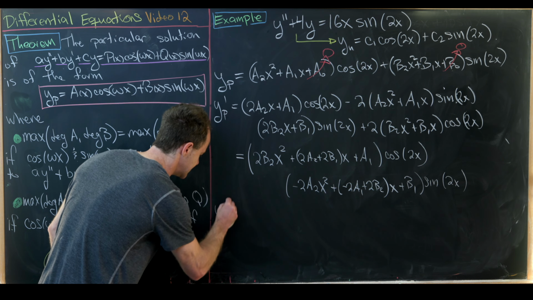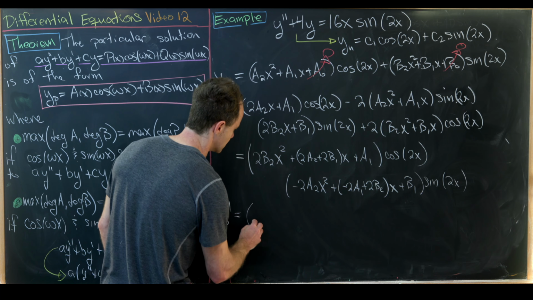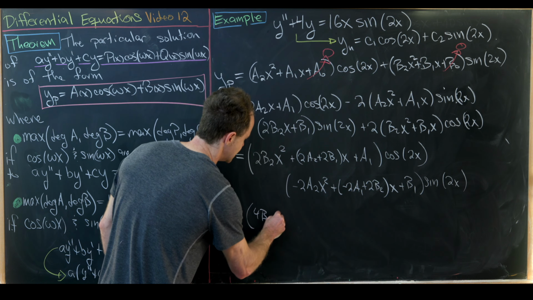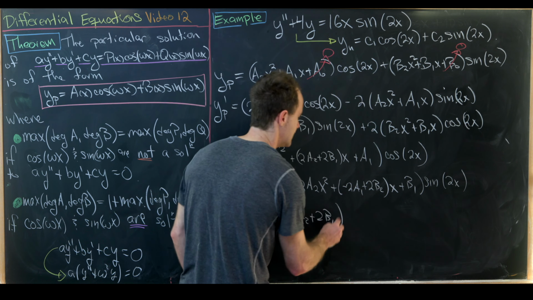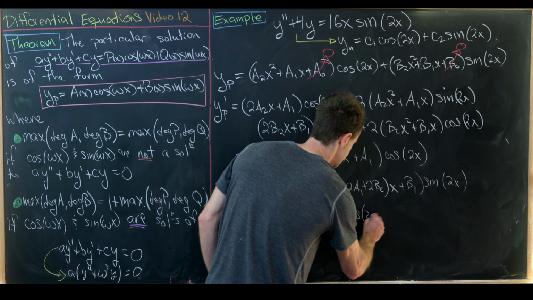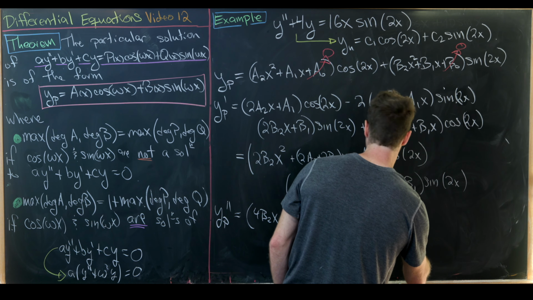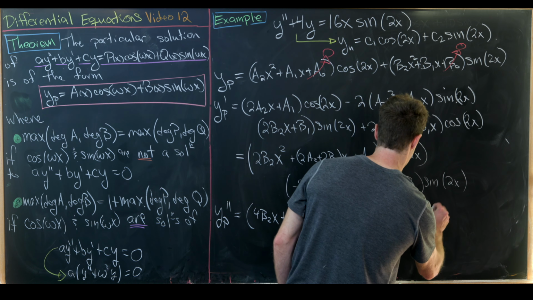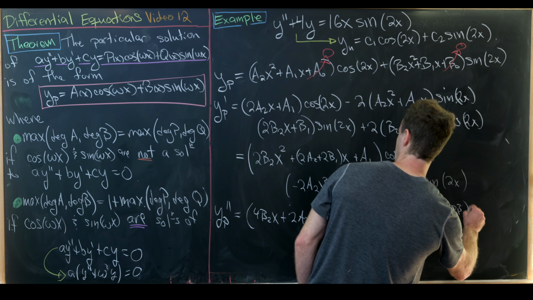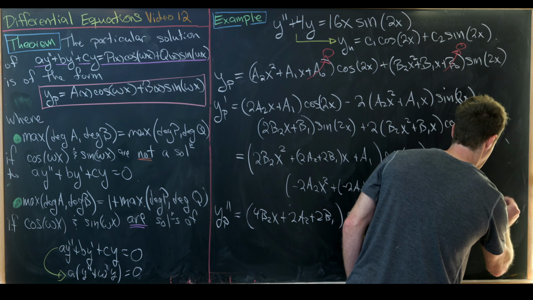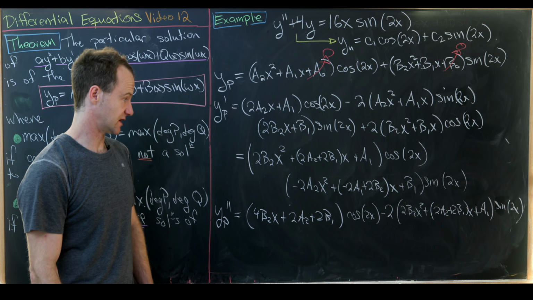Now let's take our second derivative. So yp double prime. So again, we have to use the product rule. So that'll give us 4b2x plus 2a2 plus 2b1, and then cosine of 2x minus 2, and then the same polynomial. So that'll be 2b2x squared plus 2a2 plus 2b1x plus a1. Now we'll have sine of 2x. That's from taking the derivative of the cosine portion.